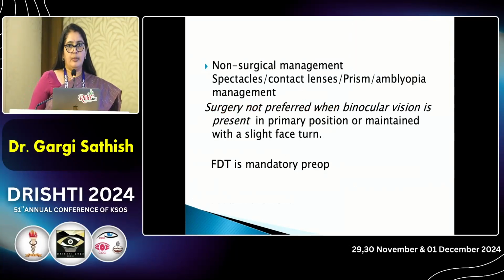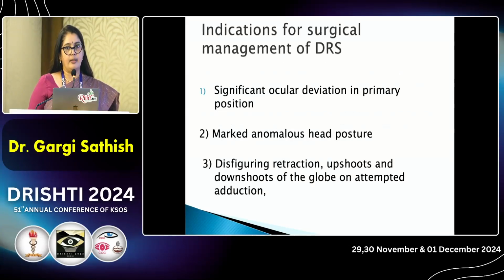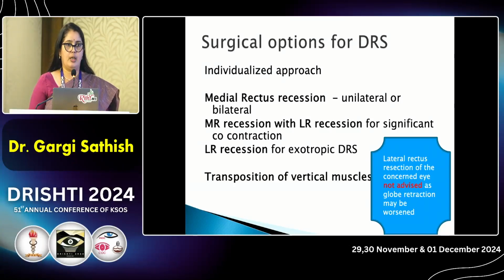Now, the management of Duane's, non-surgical, all the measures, and sporadic types, you have to rule out congenital malformations which can all be associated. So, because we can never correct this paradoxical innervation, we defer surgery till it's absolutely needed. And preoperatively, a force reduction test to find out where the maximum restriction of contracture is really required. So if there is significant ocular deviation in primary position, markedly anomalous head posture, disfiguring upshoot, downshoot, retraction, you go in for surgery. So surgical options, it should be an individualized approach.